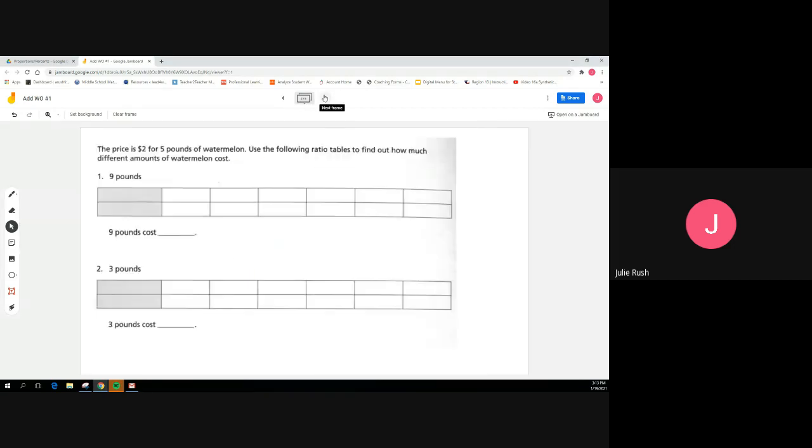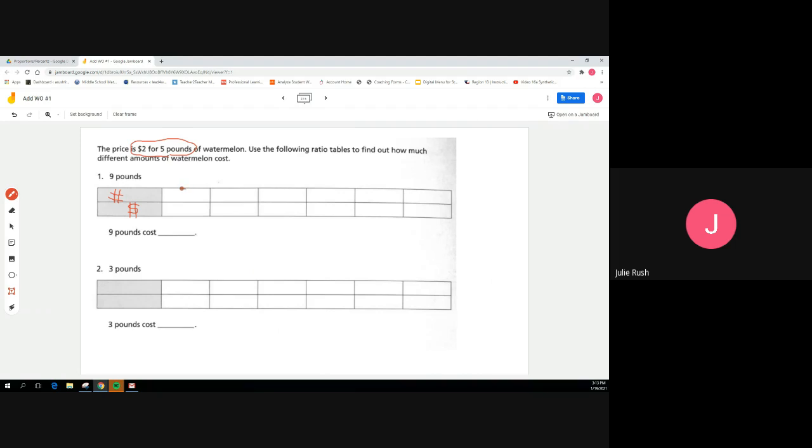Today's problem says the price is $2 for 5 pounds of watermelon. That is our rate, our given rate. Use the following ratio tables to find out how much different amounts of watermelon can cost. So I'm going to put pounds on top, money on the bottom. You do not have to do that. You can do it however you like.